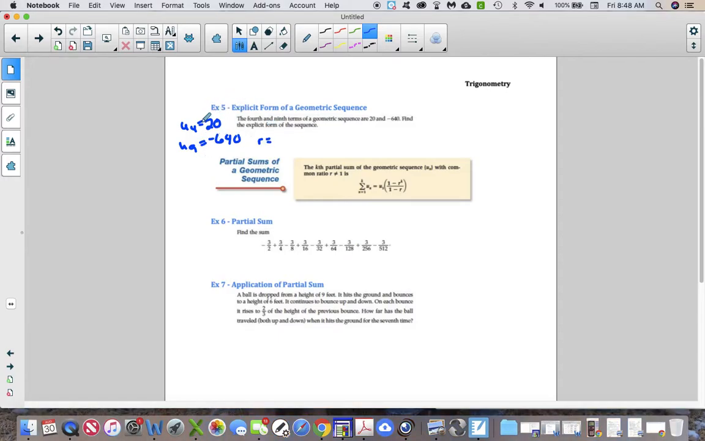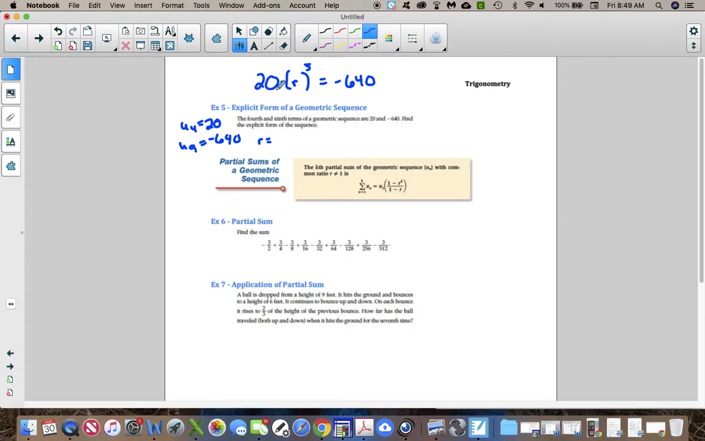If this was an arithmetic sequence, you would take y2 minus y1 over x2 minus x1, etc. But with this one, you're multiplying by something each time. So basically you're starting with the number 20, and you're multiplying it by some number to get negative 640, and that number we're going to call R. But since we're starting with the number 4 and going to the number 9, we are doing this 5 times because 9 minus 4 is 5.